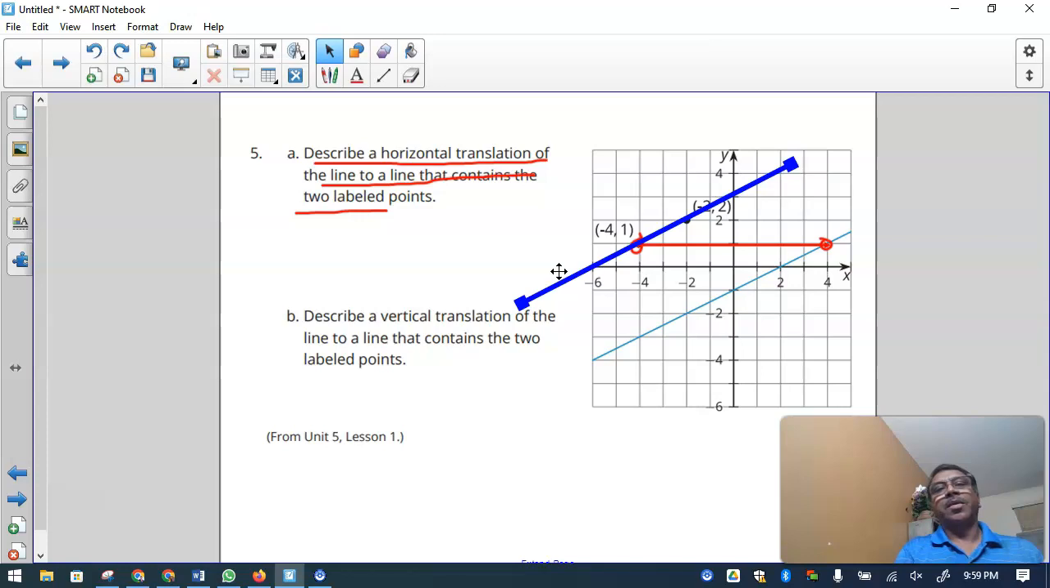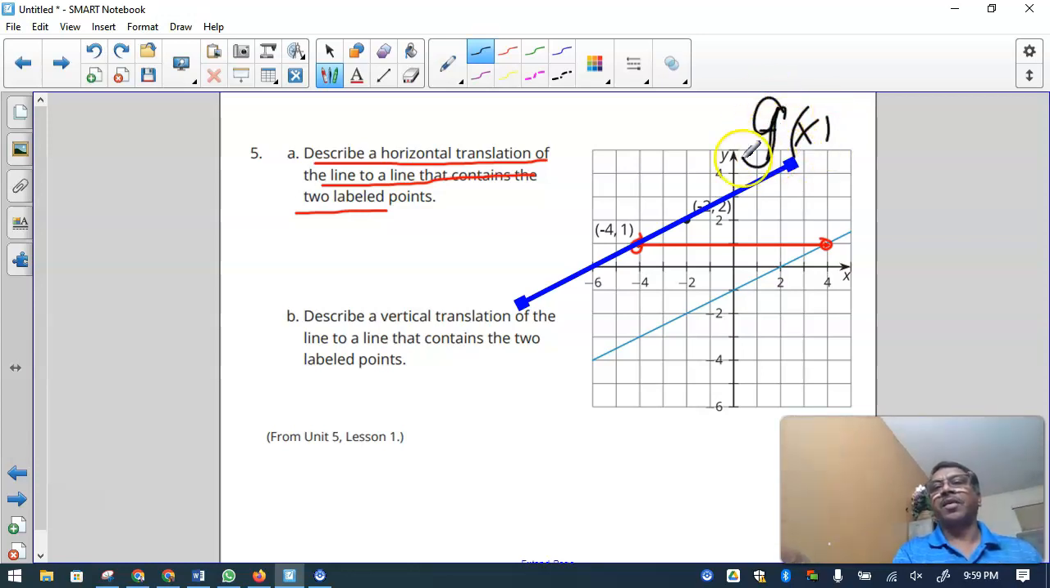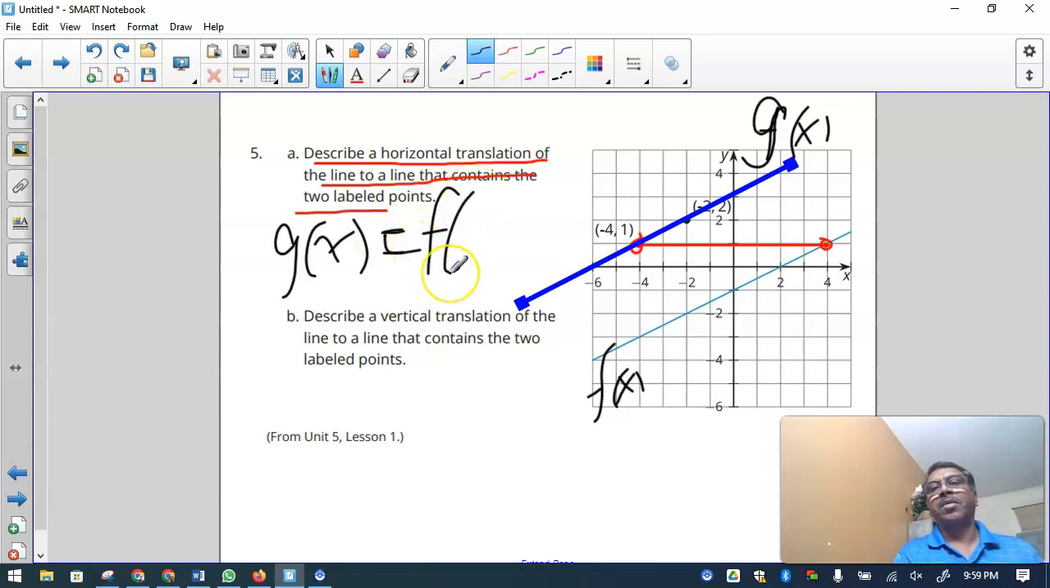And then I also want you to name this something. Let's put it as g of x. This was the original f of x. So we can say g of x, the new one, is the original f of x but shifted to the left. So we write f of x plus 8, and that's it.